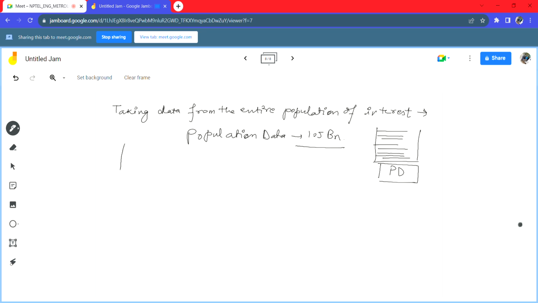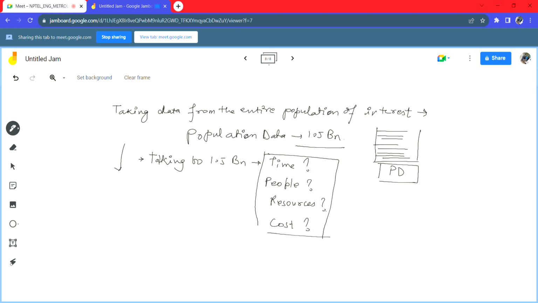Now, another concern what comes here is talking to 1.5 billion, how much time it will take, how many people it will take, what all resources it will take, and all this combined will tell you what is the total cost it will take to survey or collect the data from 1.5 billion people. And this surely is something nobody is going to spend. Huge amount, huge amount.